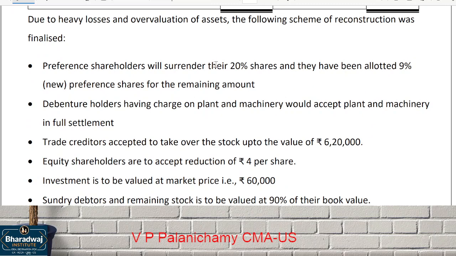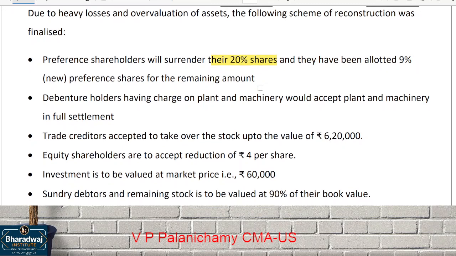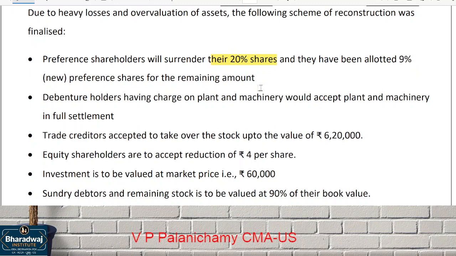Preference shareholders will surrender what? 20% of shares, and they will be allotted what? 9% preference shares for the remaining amount. Actually, it is not actually surrendering. They cancel 20% of holding. The surrender concept is applicable only for which one? Equity shares. So for preference shares, it's like 20% they forego.